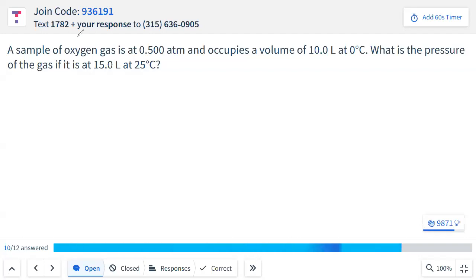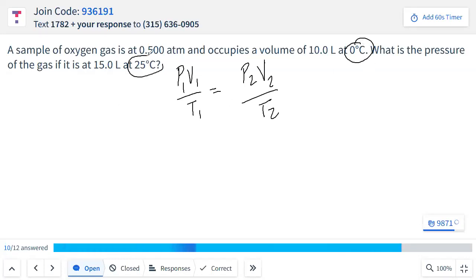The other one is the combined gas law, the one that we actually talked about first. P1V1 over T1 is equal to P2V2 over T2. And this one we're going to use when we see that a gas has changed conditions. It's changed its temperature, it's changed its pressure, it's changed its volume. Now, the thing that we have to remember about this equation is that those temperatures have to be in Kelvin.